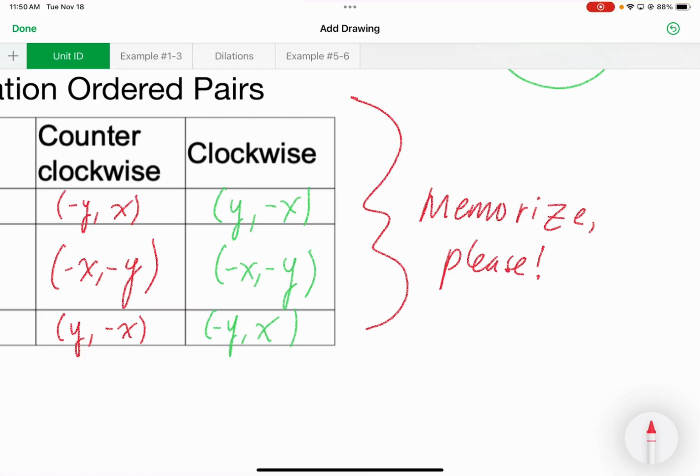Memorize them. You've got to know them. I'm not going to give them to you on the quiz. You can do it. I believe in you. Let's use Thursday for the quiz. Memorize it for the Thursday quiz.